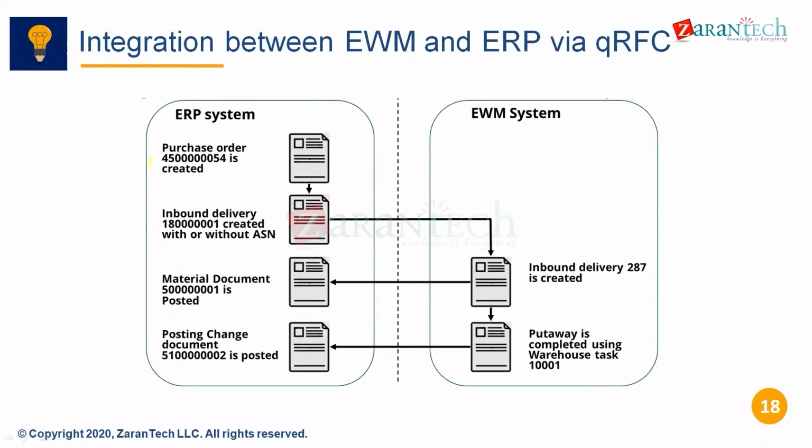So here we have, let's say, a purchase order. This is the standard process between ERP and EWM. We have a purchase order. For that, we do a goods receipt in IM, without EWM. Now, when it comes to EWM, we have to create inbound deliveries. Inbound delivery is mandatory.